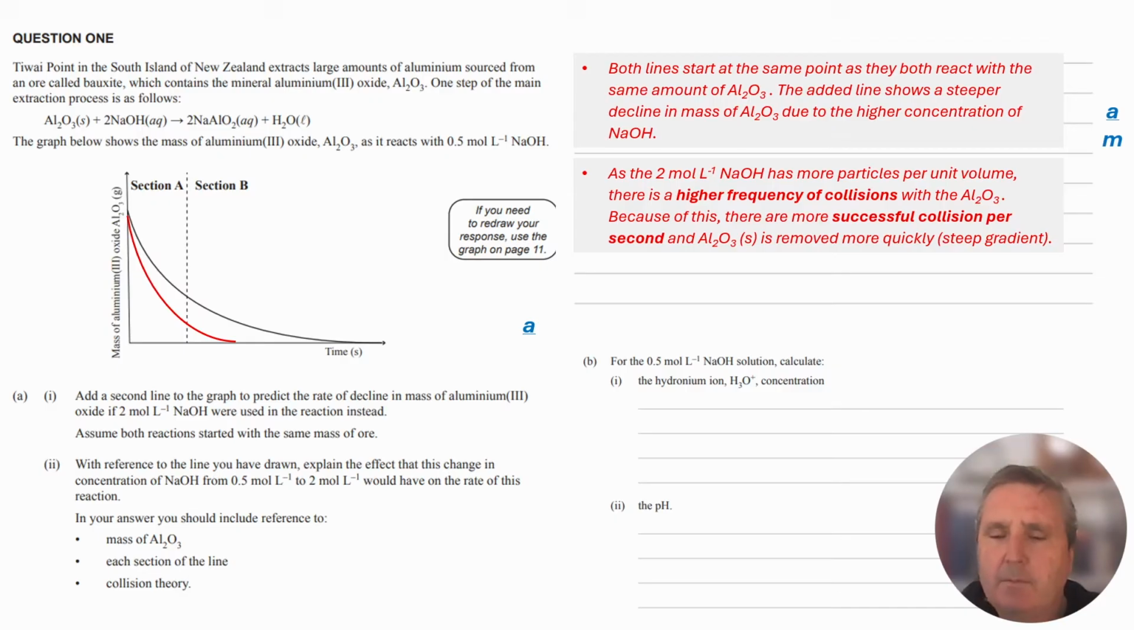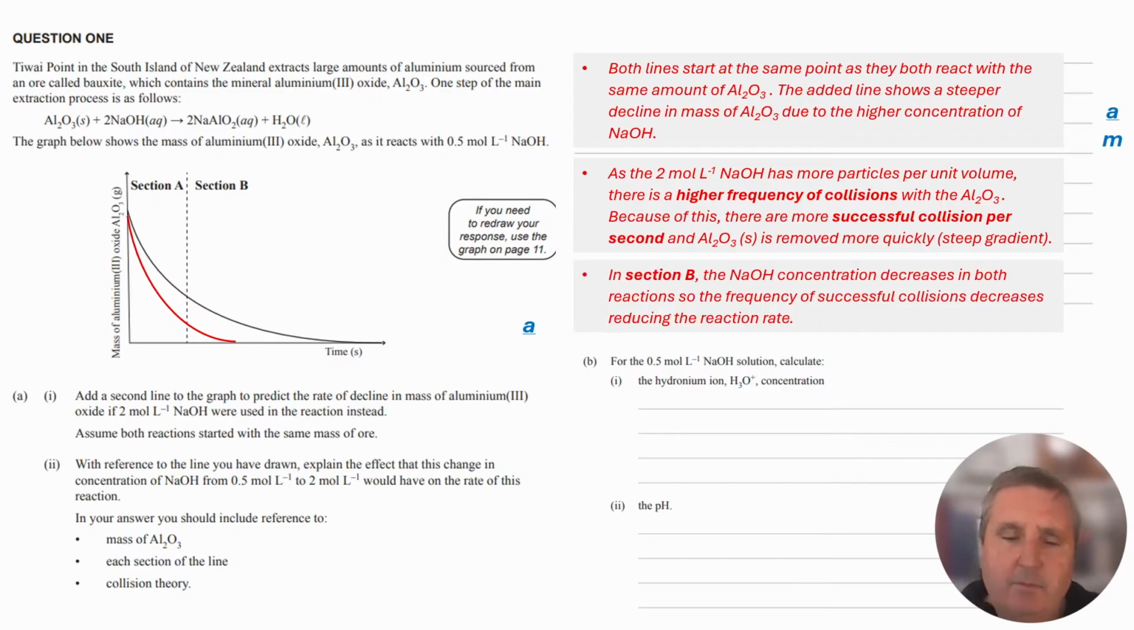So in section B, we should have said that the concentration of sodium hydroxide is decreasing as it reacts. So as the concentration decreases, we get less frequent collisions, producing a slower rate of reaction. Because the sodium hydroxide is used up in the reaction, as the concentration decreases, we get a lower reaction rate. Now, how did they mark this?